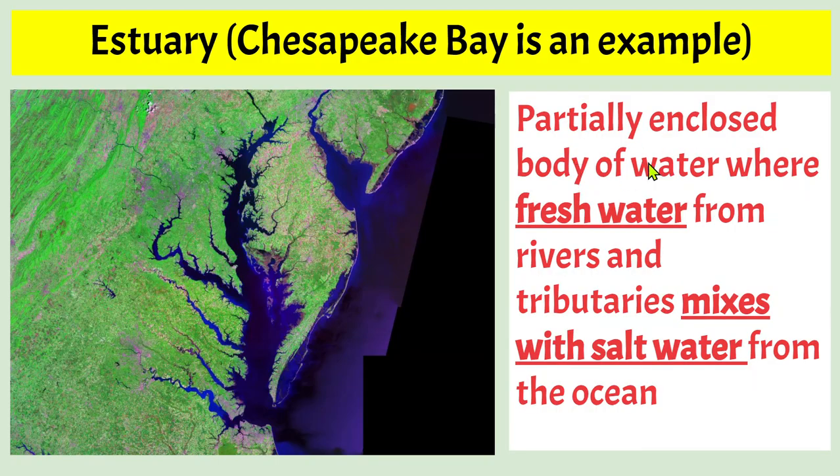And it is partly freshwater and partly saltwater. So it's a partially enclosed body of water where we have fresh water from rain and from our rivers and tributaries coming in, and it mixes with the salt water that's coming in from the ocean. So we have a lot of salt, high salinity out here in the Atlantic Ocean. In our rivers and streams, we have no salt. And then in our Chesapeake Bay, we have some salt. It's an estuary. It's partly saltwater.